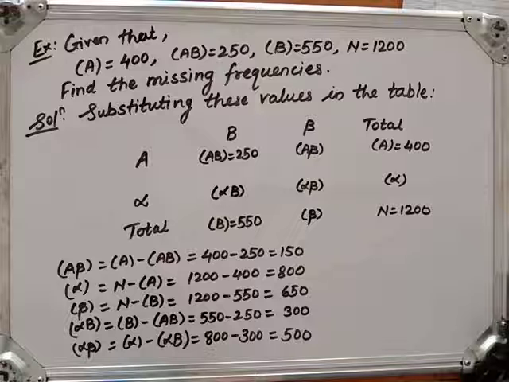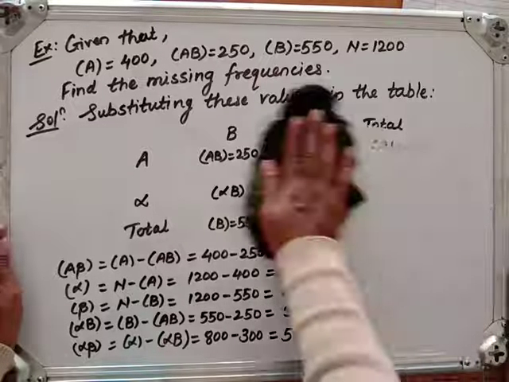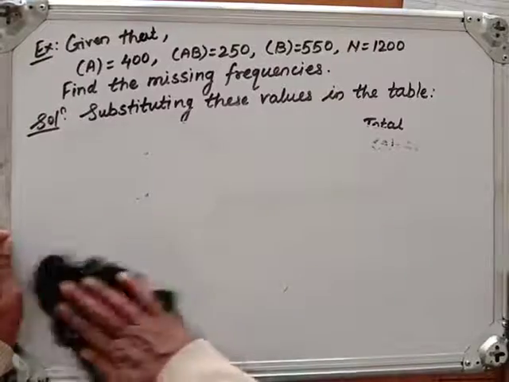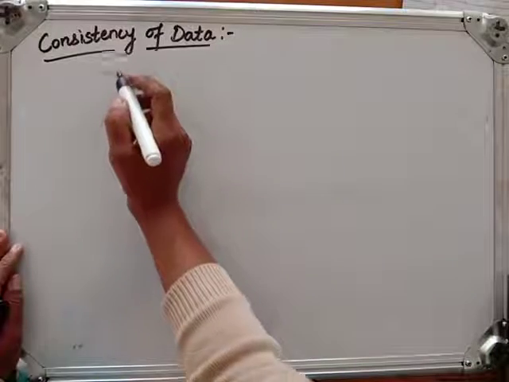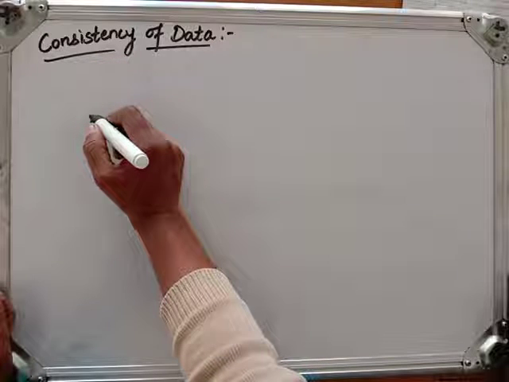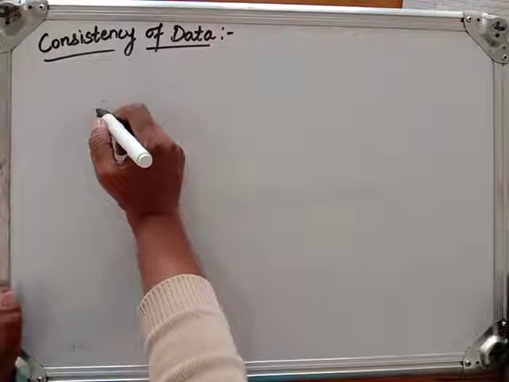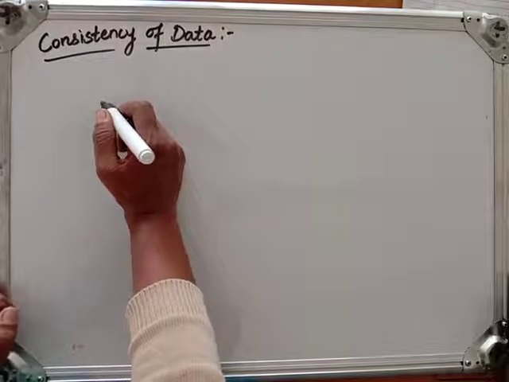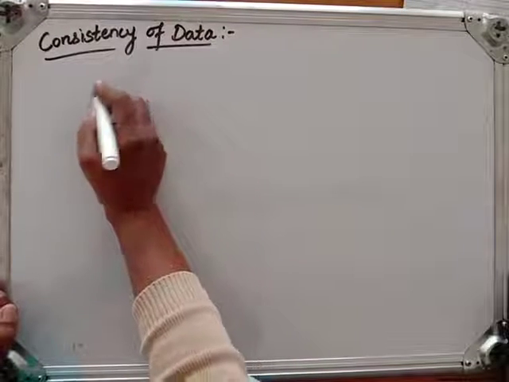Now next part we have to see, that is how to check the data is consistent or not. So let's turn towards that topic, consistency of data. Fine. Consistency of data. Now any class frequencies that have been observed within a population are said to be consistent if they conform with one another and do not in any way conflict.